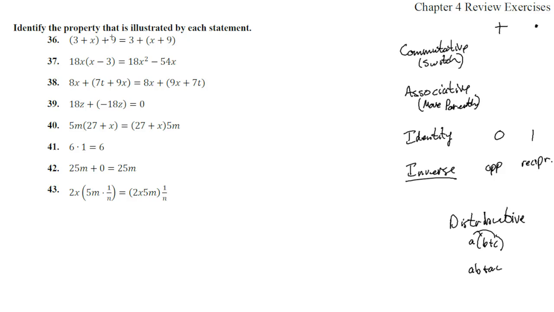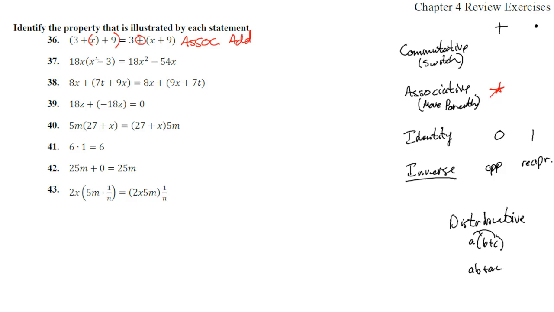3 plus x plus 9 equals 3 plus x plus 9. And when I say it verbally, you can see nothing switched order. We are not commutative here. But you'll notice what did happen was the parentheses moved, and we're dealing with just plus signs. So bam, it's the associative property of addition. Okay, next one, number 37.